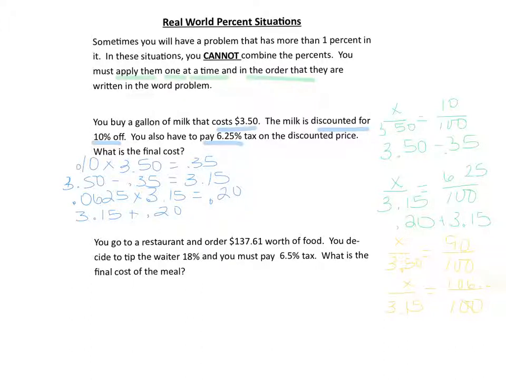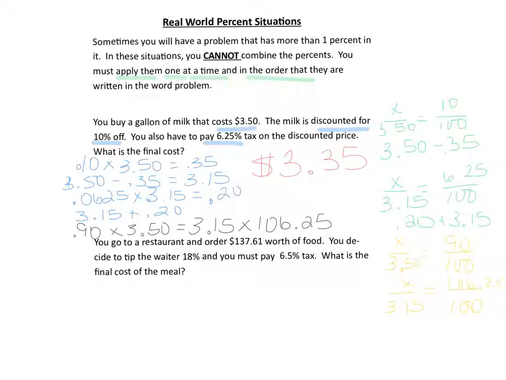Now for the quick way to do this, if we're combining the percentages, if I take off 10%, I'm dealing with 0.90 because that's 90% times the $3.50, which equals $3.15. We then have to multiply that by 100% plus the tax, which is 106.25. So I tried to show you the long way and it got a little smaller each time. So the final cost for our milk is $3.35, no matter which way you went about it.